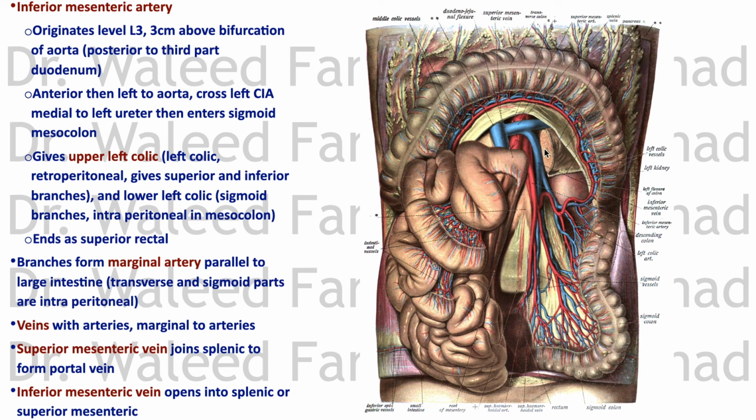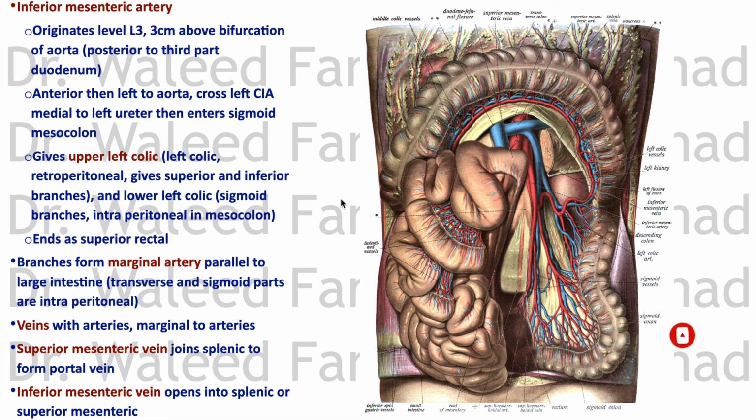remember it raises the paraduodenal fold, remember that, and then opens either in the splenic, or in the portal, or in the superior mesenteric. So you may find different openings among individuals. Anyway, the blood in the inferior mesenteric eventually will go to the portal vein, as we learned before, because any blood coming from the intestine must pass through the liver first before emptying into the general circulation.